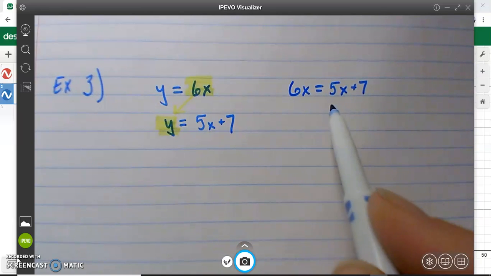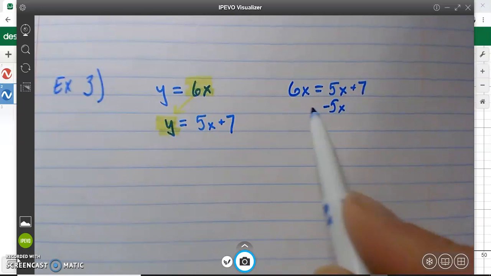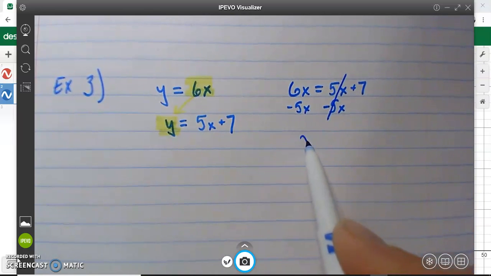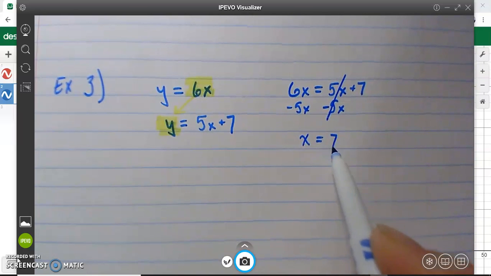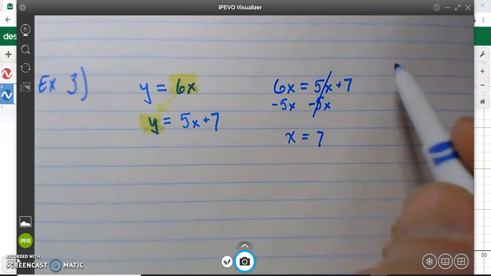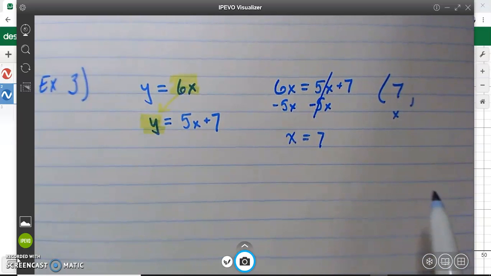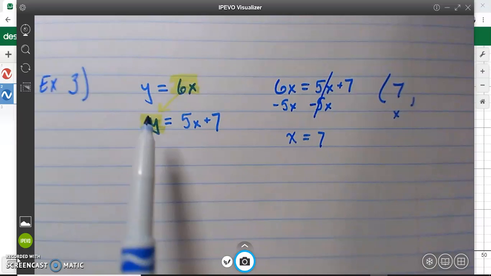So to solve this one, it looks like I'm going to subtract 5x, and that'll leave me simply with x equals 7. Now again, for an answer, my x value is 7. So I know that that's a good start. Now how do I find the y value?